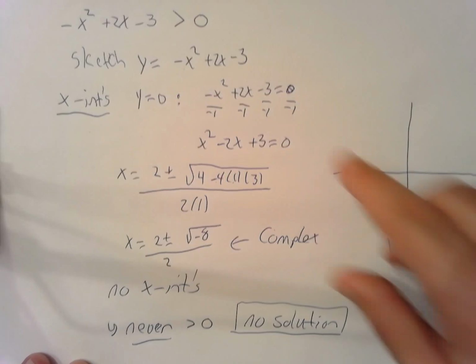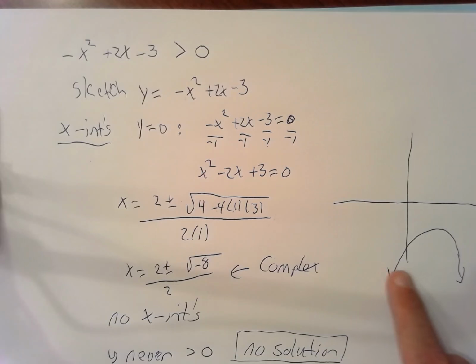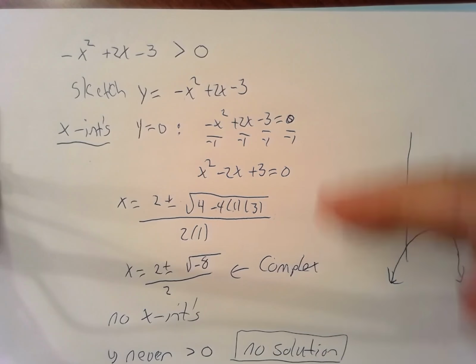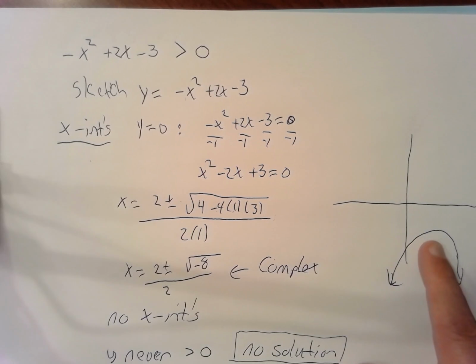What if the original problem had been less than 0? Well, then the graph would always be less than 0. It's always below the x-axis, so then the solution would be all real numbers. Everything would work. In this case, nothing works, so there's no solution.